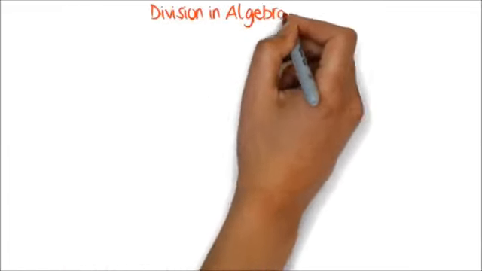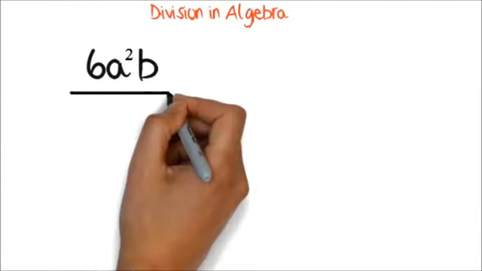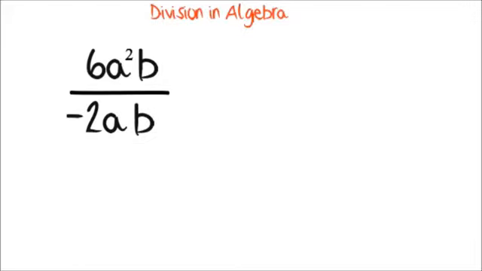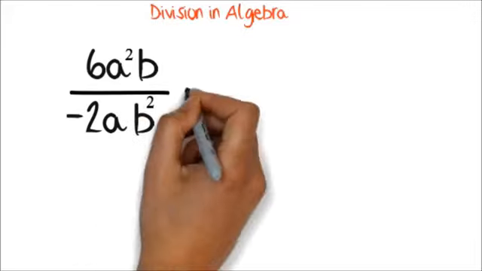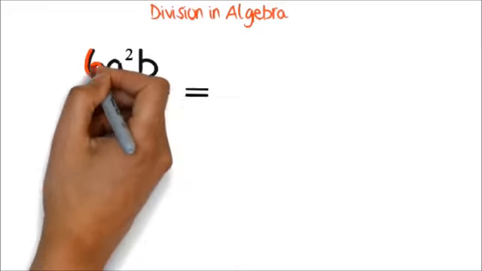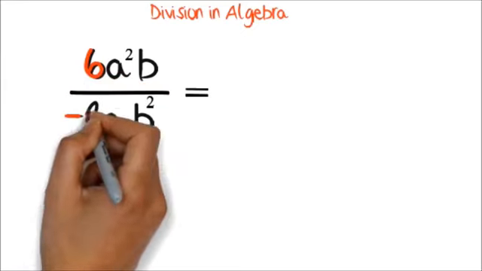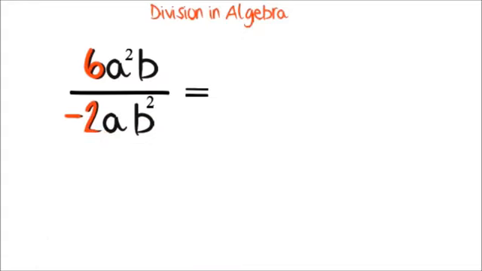Division in algebra. In division, we are still looking at occurrence, but in a slightly different way. Let's look at 6a squared b divided by negative 2ab squared. I will encourage you to write it in the fraction form. It is easier. We divide the numbers as usual. We divide the 6 by negative 2 to get negative 3.